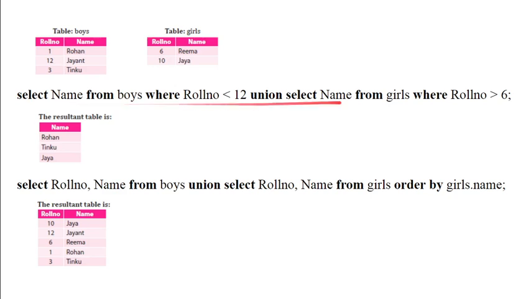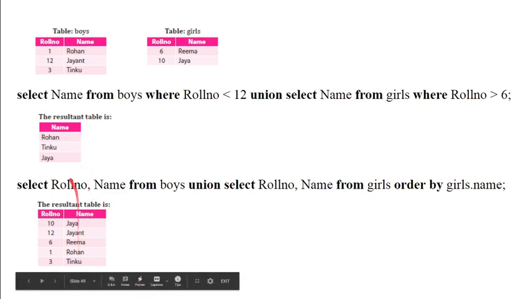So there are two select statements, and the outputs of these two select statements are combined using the union operator. What will be the output of the first select statement? Select name from boys where roll number less than 12. Here the names are selected whose roll number is less than 12. Here only two cases, Rohan and Tinku, are selected.